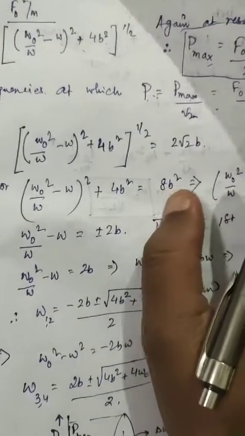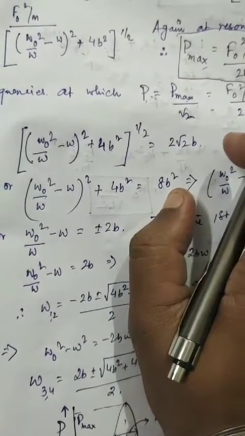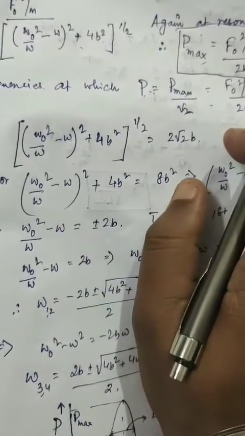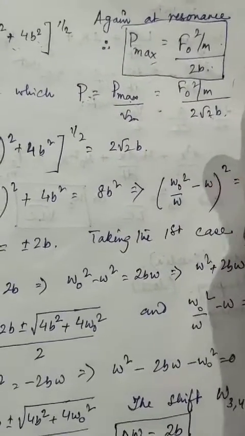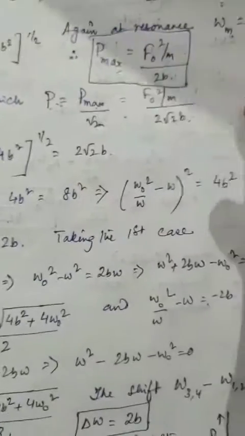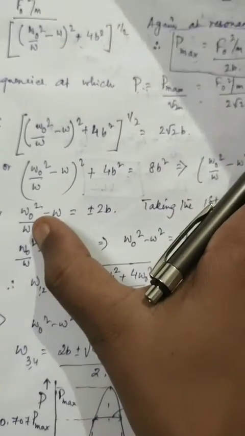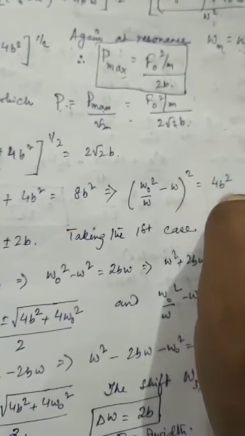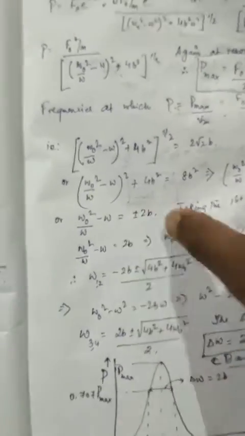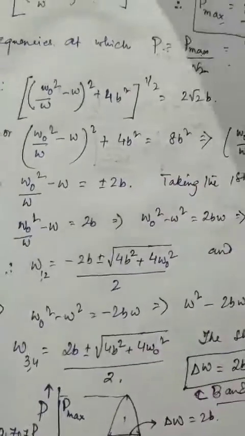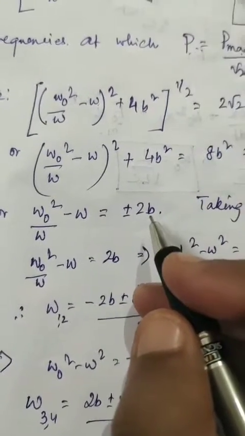So let us square it up. If you square both sides, you'll get this term, and 2 root 2 square is 8, so you'll have 8b square. Taking 4b square to the other side, you have (omega naught square by omega minus omega) whole square equal to 4b square. If you take the square root, it is plus minus 2b. I'll take this one by one. First I'll take plus 2b and then I'll take minus 2b.